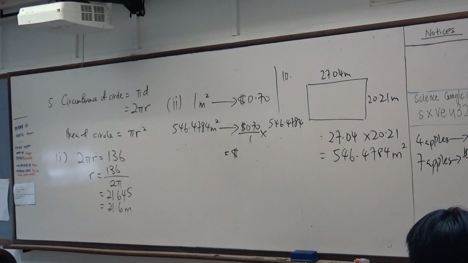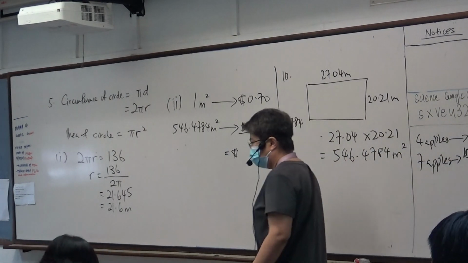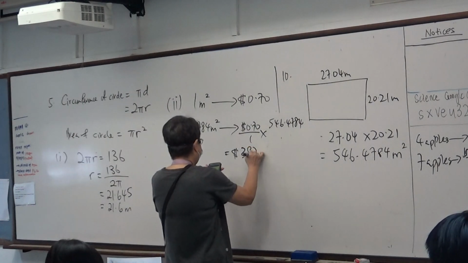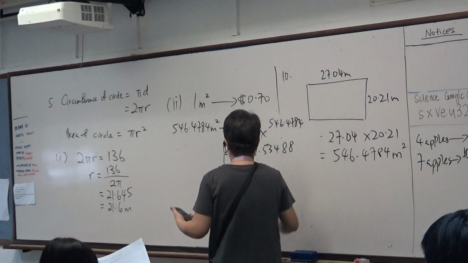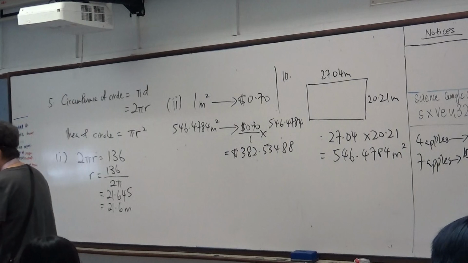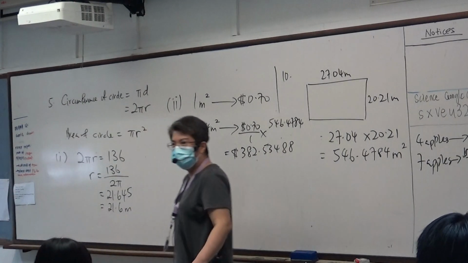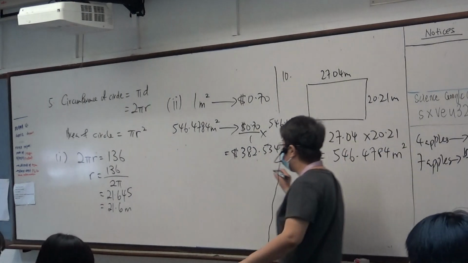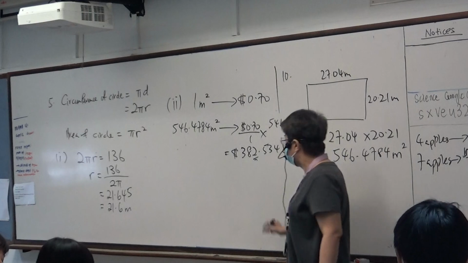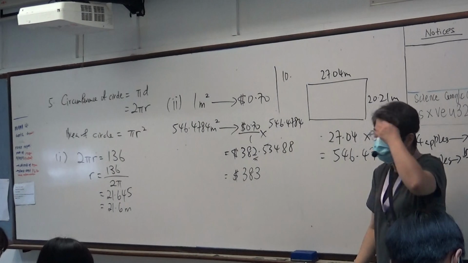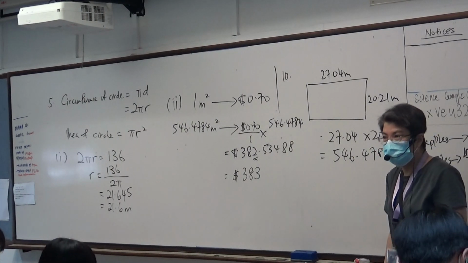On your calculator, it should give you 382.53488, right? Alright now. What did the question ask for? It must always be the question. The question asked for the nearest one. Give to the nearest dollar. Dollar is where? Here, right? So how much is it? 383, right? Agree? This is the nearest dollar.